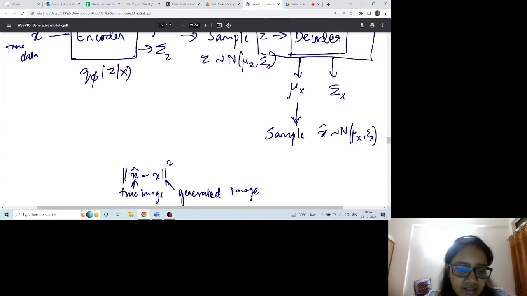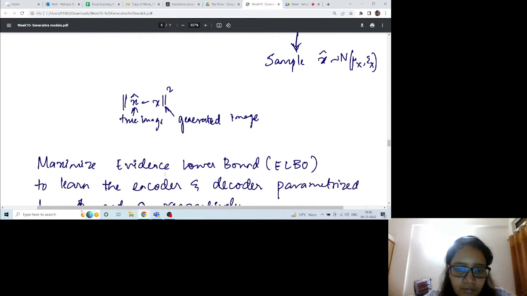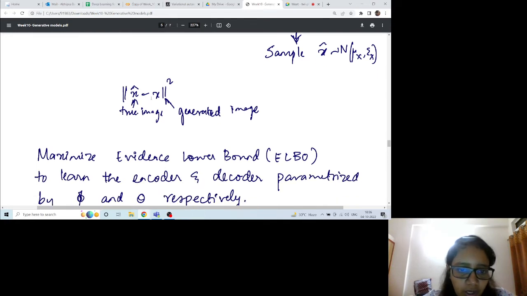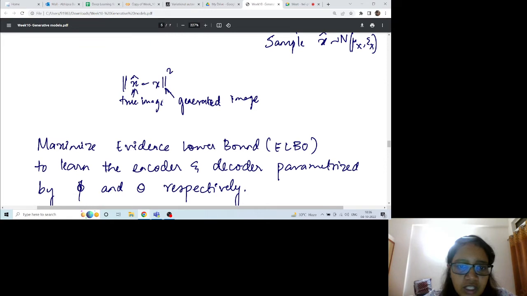So this is x hat minus x, squared with the L2 norm. Okay, I think this is written in the opposite way. So this is going to be the generated image, and this is going to be the true image. That is what you want to keep in mind.